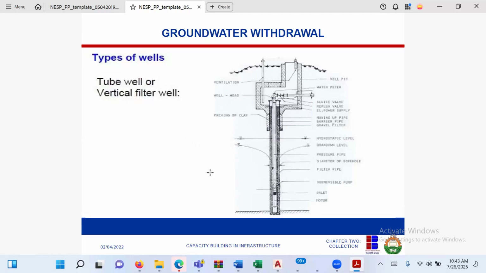Sorry, you might not see this very well, but when you read it through, it's simply trying to tell you the components, the characteristics of a well. So you have your submersible pump at the end, which is your motor. Then you have your screen, your inlet. Okay, you have your filter pipe, you have the diameter of the borehole, you have your pressure pipe.